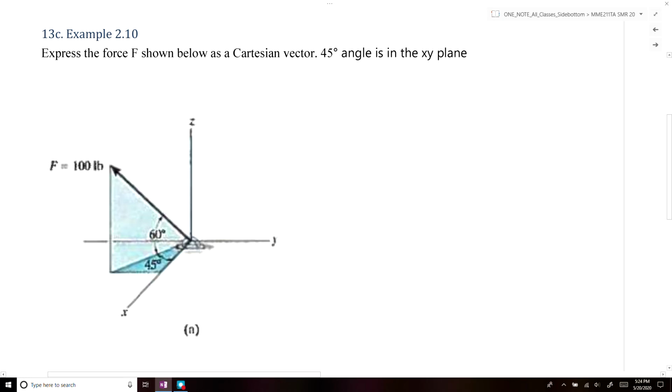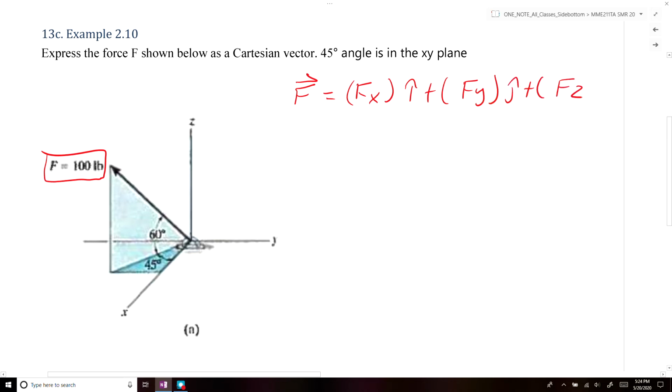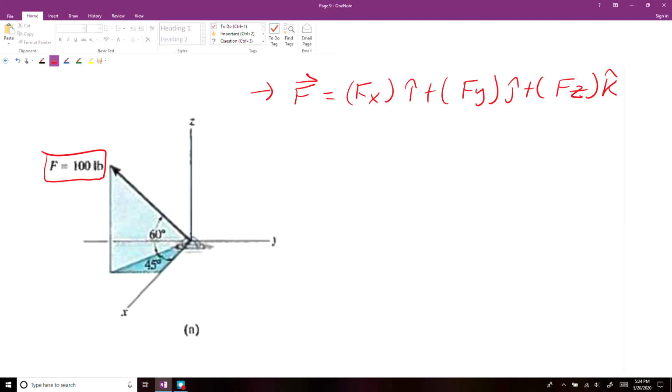In this video, we're given a force F with a magnitude of 100 pounds, and we're asked to determine the x, y, and z components of this vector. So we're asked to write it in its Cartesian form. That's our goal. We want to find Fx, Fy, and Fz.